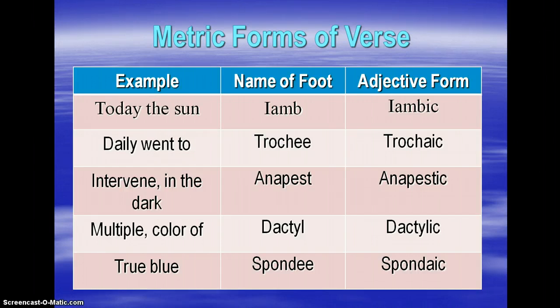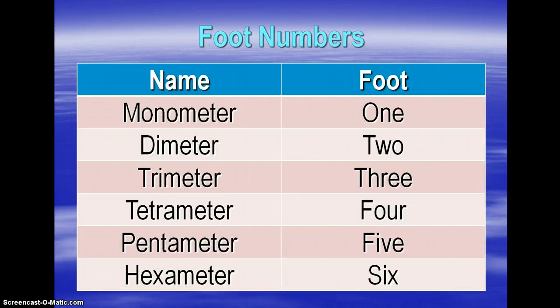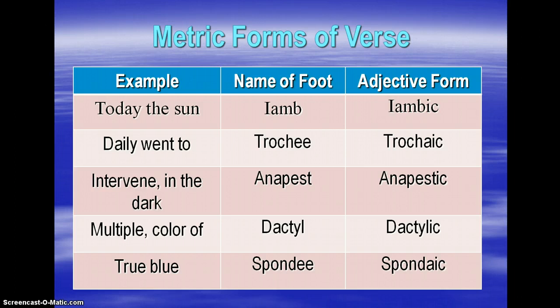When we talk about these feet in adjective form, iamb means iambic, trochee is trochaic, anapest becomes anapestic, dactyl is dactylic, and spondee is spondaic. The foot numbers: how many of these feet are in a line? So monometer 1, dimeter 2, trimeter 3, tetrameter 4, pentameter 5, and hexameter 6. These are the main ones you're going to want to be familiar with, and you're going to want to know the name of the feet. The most important feet are the iamb and the anapest.